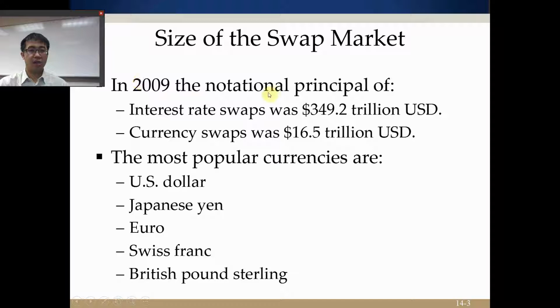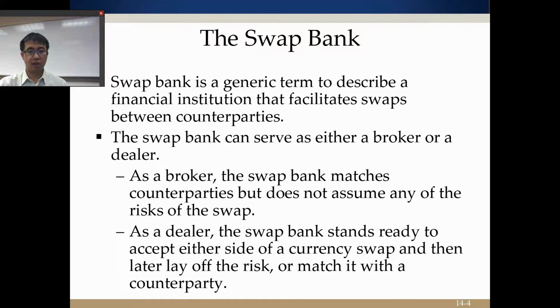And here is the market of the swap. So in 2009, there is a statistic. The interest rate swap was $349 trillion, and the currency swap was $16.5 trillion. Okay, so that's a lot of trading volume we're talking about here. The US GDP is about $17 trillion, and interest rate swap, in terms of trading volume, is basically 20 times more than US GDP. So the major currencies being traded here are the US dollar, Japanese yen, euro, Swiss franc, and British pound.